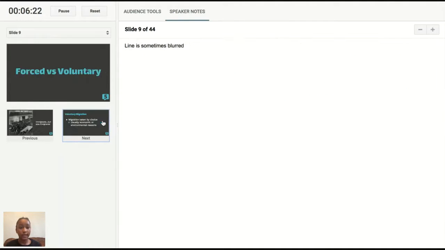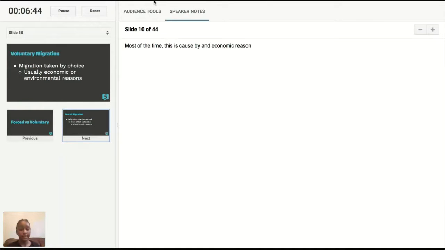Okay, forced and voluntary migration. We're going to talk about these two. The line is sometimes blurred between these, which is what I want to show you guys: there's not a very, very clear distinction between forced and voluntary migration, and they're interrelated. So voluntary migration is migration that's taken by choice.